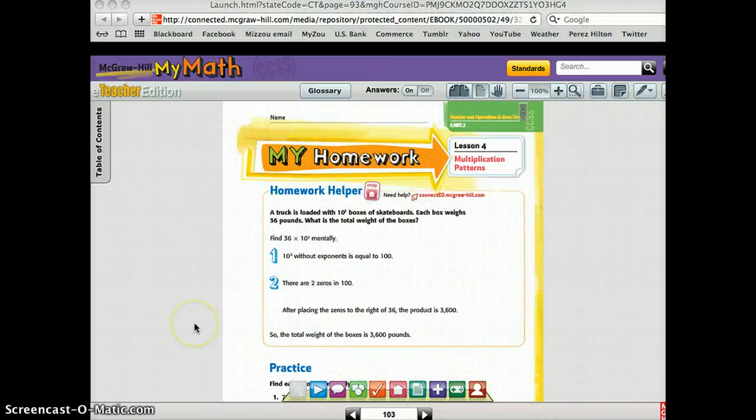That's shown once again on page 103 in your textbook, on your homework helper. It does it with the exponent. Remember, 10 squared, or 10 to the second power, is just 10 times 10. That means it's 100. So same thing here, 36 times 10 squared, 2 zeros in 100. We put those 2 zeros after the 36, and our product is 3,600.